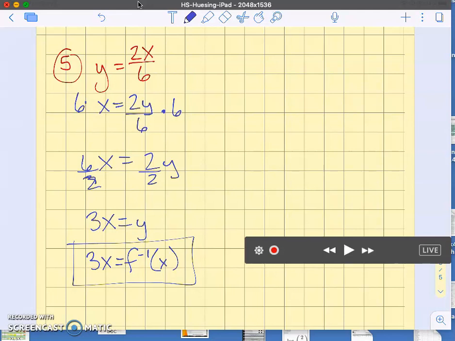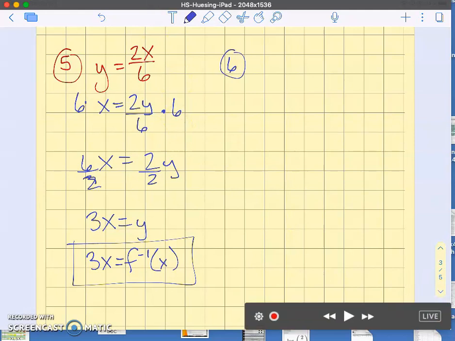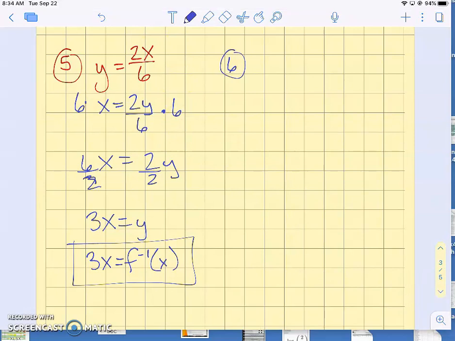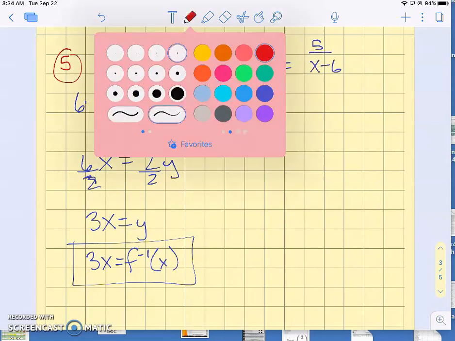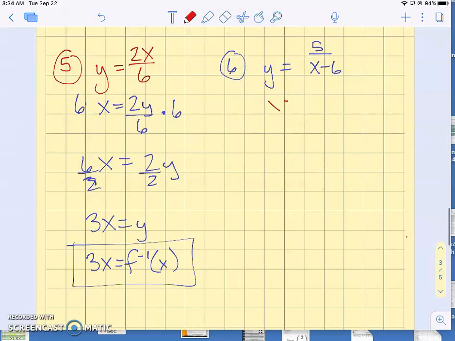The next one, 2 more with fractions. We're going to kind of build these up, and the last one is probably the trickiest one algebra-wise. So let's say we have y equals 5 over x minus 6. So our first step, change the x and y. X equals 5 over y minus 6.